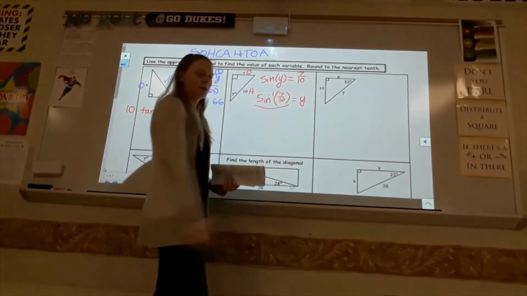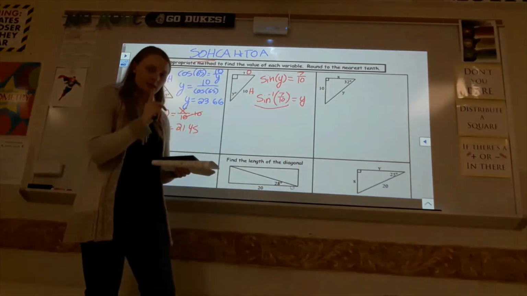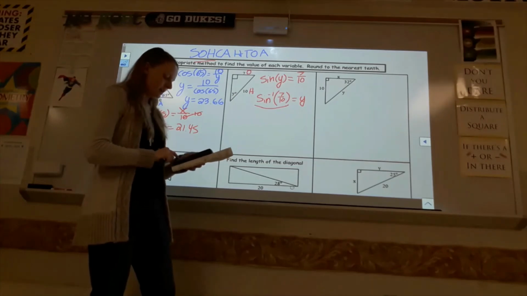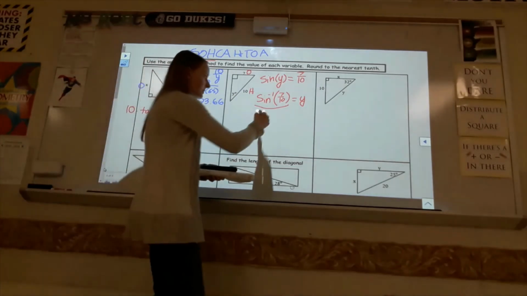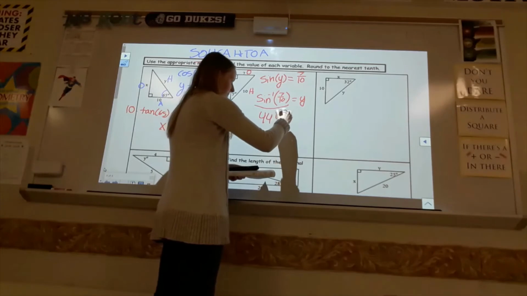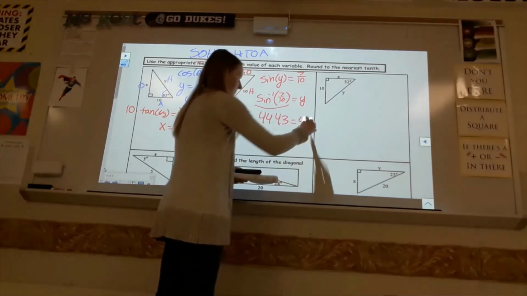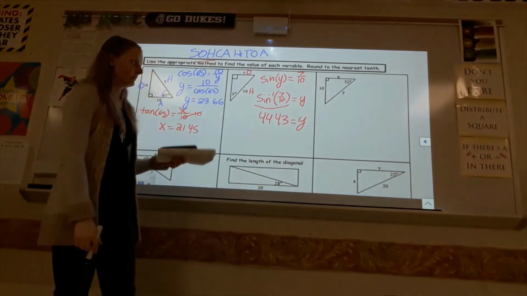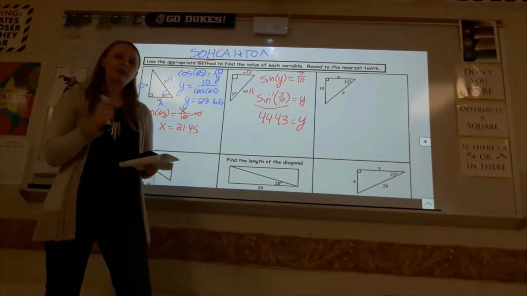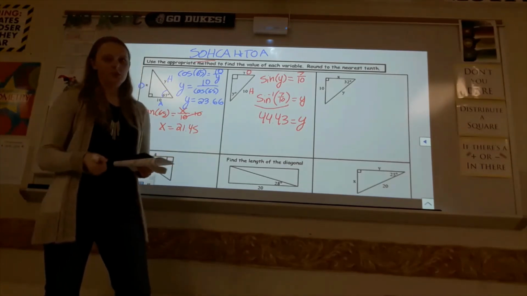and then you type that in your calculator. Second, that's how you get the inverse, second sine of 7 divided by 10 gives you 44.43. And that's the value of y. Okay? So that's a slight difference between regular trigonometry for sides and inverse trigonometry for funny angles.